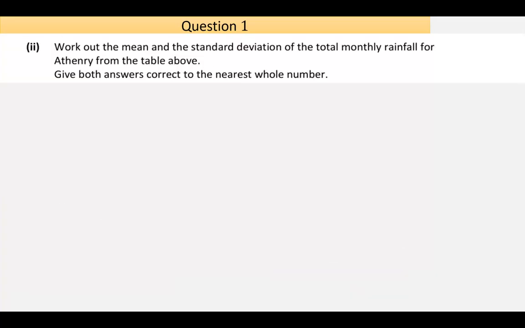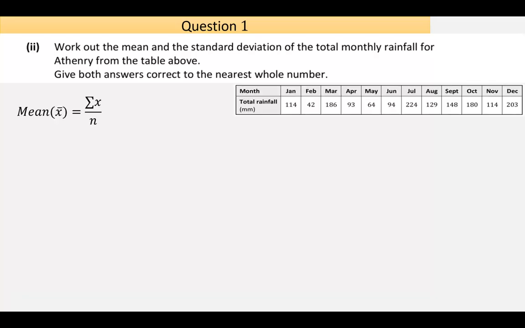Job done. Okay, so part 2 says work out the mean and the standard deviation of the total monthly rainfall for Athenry from the table above. Give both answers correct to the nearest whole number. Now, the first thing I need to do here is find the mean. Now, the mean of a simple list, this is not a frequency table, this is just a list of numbers, is the formula sigma x all divided by n.